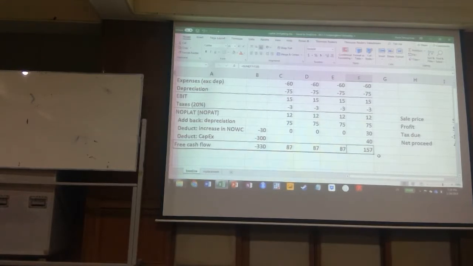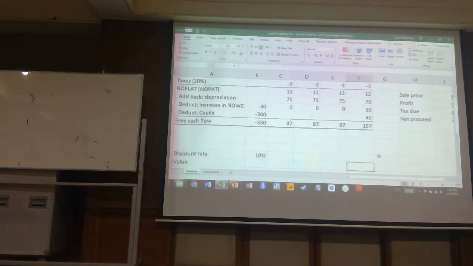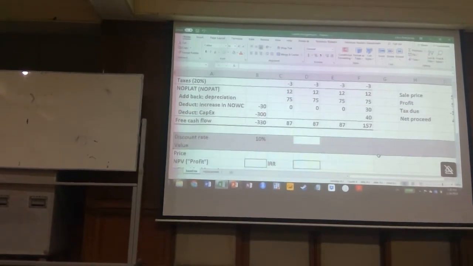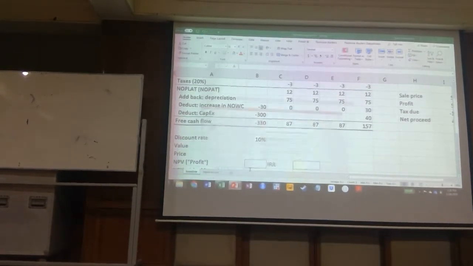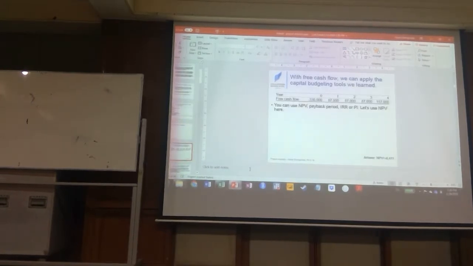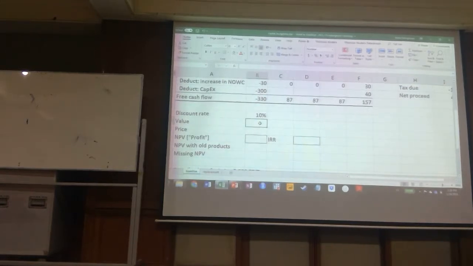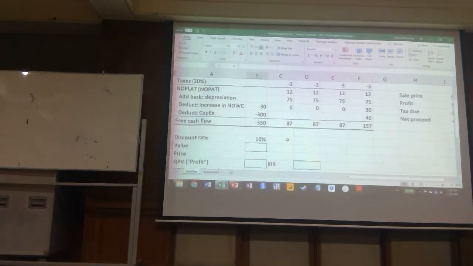We can do payback period if you want. We can do IRR. We can do NPV. So the discount rate is 10%. Let's calculate the NPV of this project. Let's first calculate the value of the project, right, before we do net present value. Net present value is value minus price. So the value, we're going to look at what you get from investing in the 4-year cash flows.